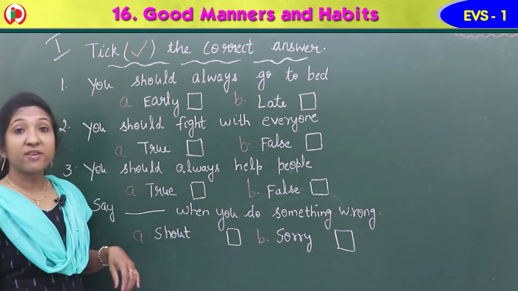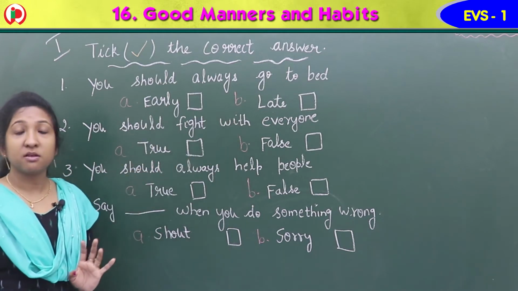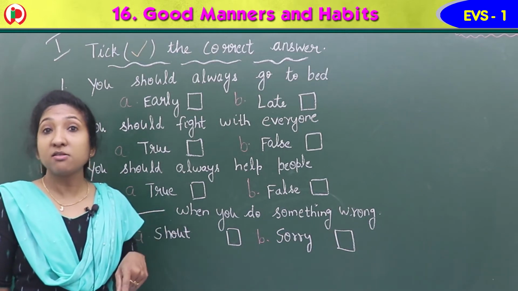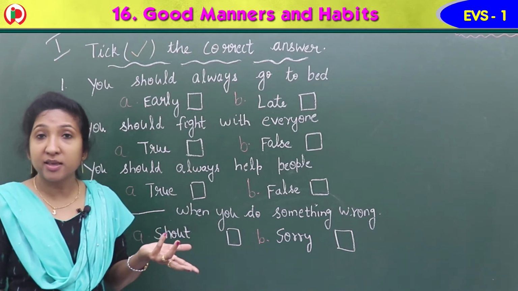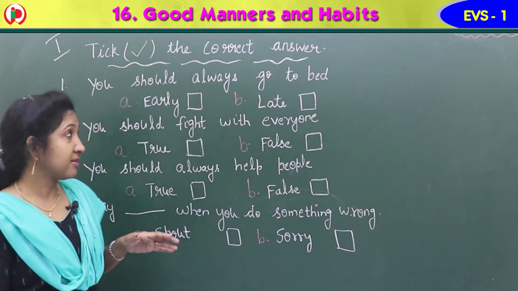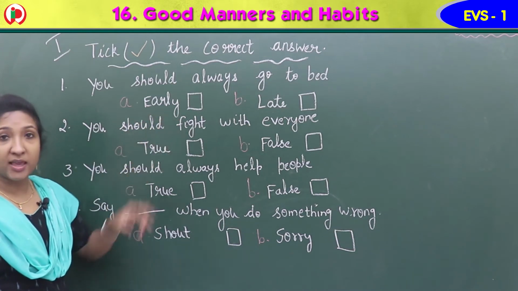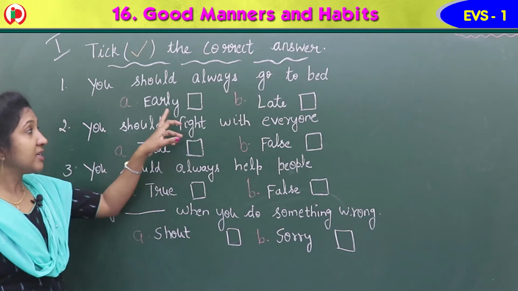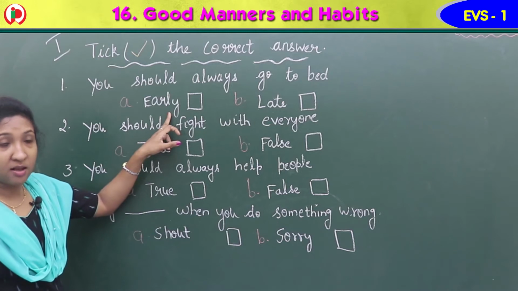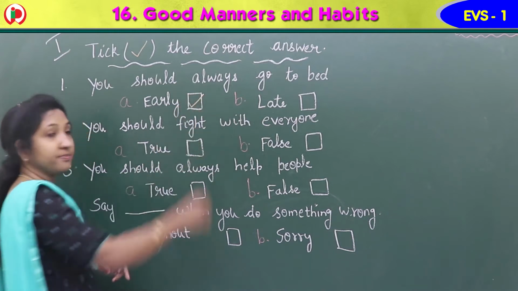First one, you should always go to bed early or late. You have to get up early in the morning. Then you have to go to bed also early. Then only you can get up early in the morning, isn't it? So you should always go to bed early, isn't it? Yes. So option A is the correct answer. E-A-R-L-Y. Early. You should go to bed early. Then only you can get up early in the morning. So early is the correct answer. There in the square box, you have to put a tick.